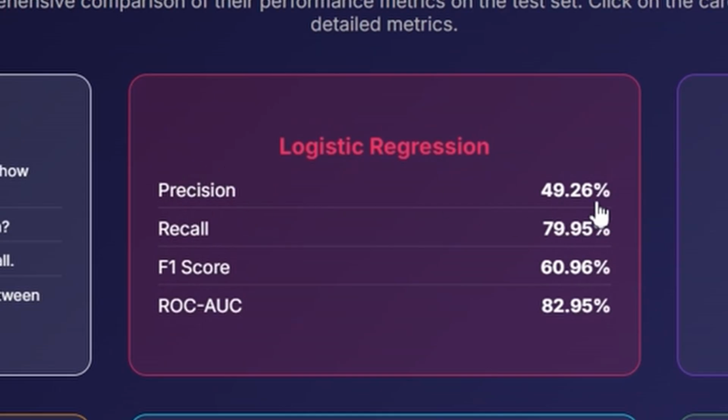So as you can see, the precision was only 49% for logistic regression, and recall was 80%, due to which it was confidently classifying all the churners, and then the F1 score and ROC curve.